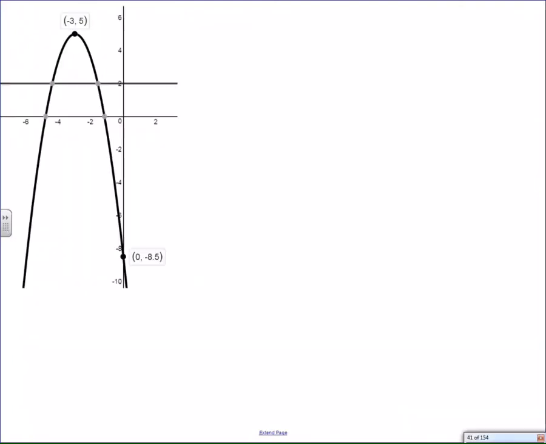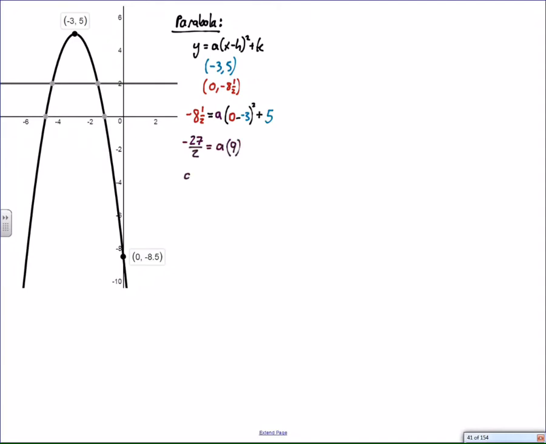So one more quick example, just to demonstrate how simple this can be if you do the practice. I'm going to identify the vertex and one other solution on the graph. In this case, it's the y-intercept. So I've got the vertex and the point 0, negative 8.5. So I substitute all those values in for h, k, and x and y to solve for a. That gives me an a value of negative 3 halves.